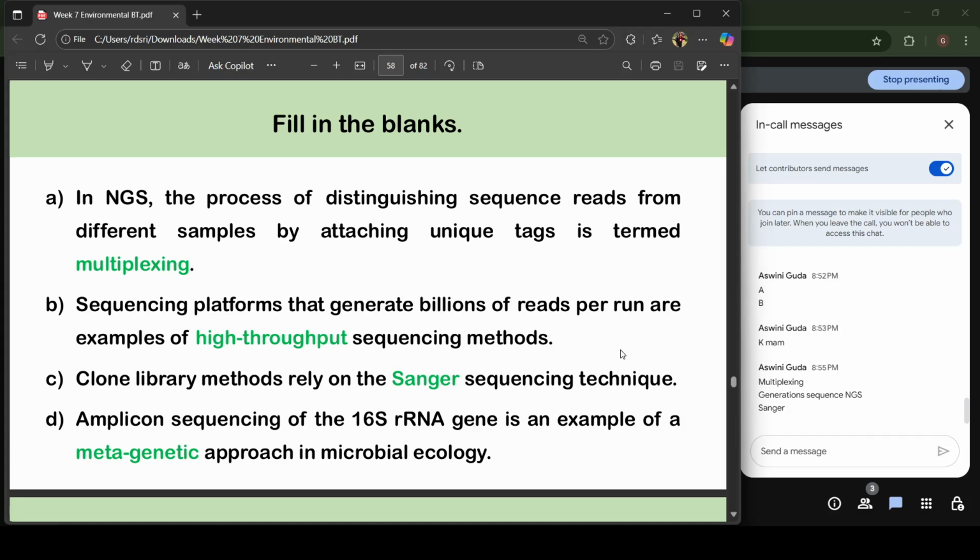All of it is true. So in NGS, the process of distinguishing sequence reads from different samples by attaching unique tags is known as multiplexing. Sequencing platforms that generate billions of reads per run are examples of high throughput or next generation sequencing. Both of the terms are right. They are just synonyms. And the clone library methods rely on the Sanger sequencing technique. Perfectly right. And for the last question, amplicon sequencing of the 16S rRNA gene is an example of a metagenetic approach.